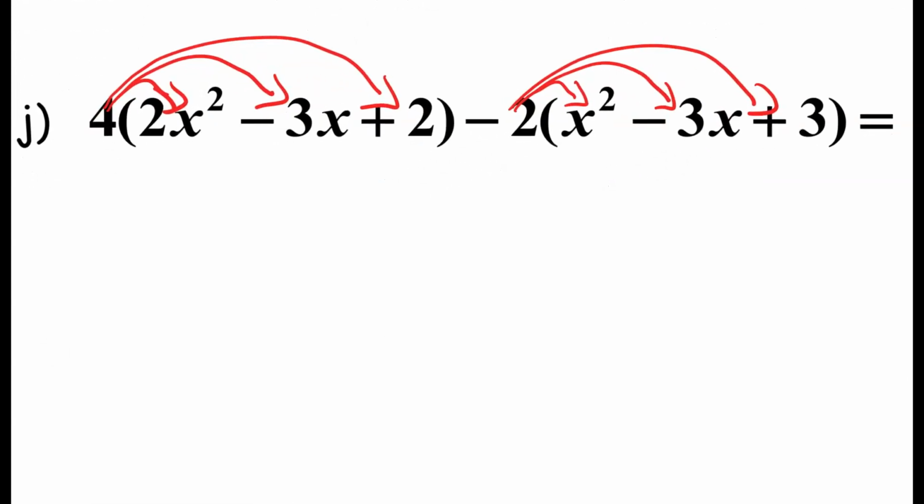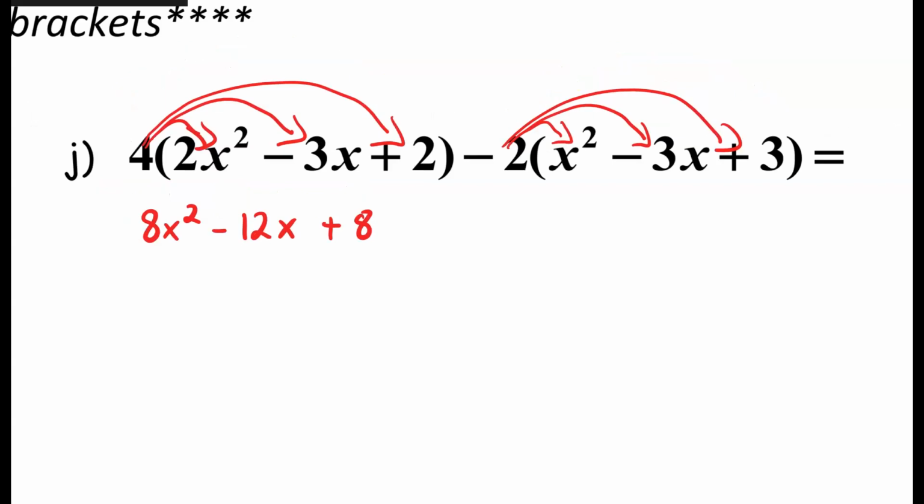So we first want to deal with this beginning. So the 4 multiplied by 2x squared. Well, 4 multiplied by 2x squared is 4 times 2, which is 8, and there's no variable on the 4, so it's just 8x squared. Next, we have 4 multiplied by negative 3x. Remember, there's no variable on the 4, so it's just going to be the 4 multiplied by the negative 3, which is negative 12x. And then we have 4 multiplied by 2, which is positive 8. So that'll be that portion.